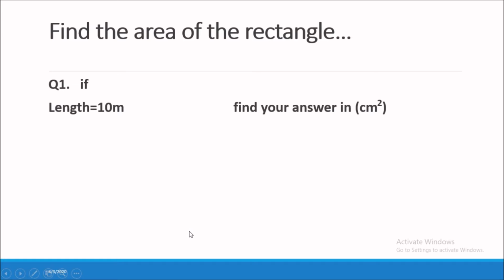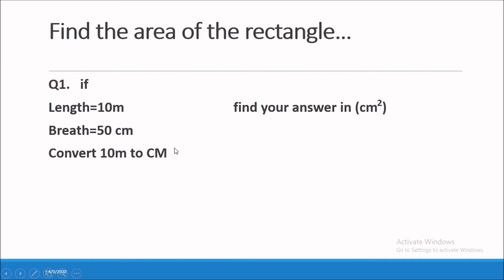Question 1 says, the length is 10 meter, the breadth is 50 centimeter, and we have to calculate the answer according to the unit given in the bracket here. So we have to find the area in centimeter square. Look here, it is meter and it is centimeter, meaning both are different, but we have to find the area in centimeter.